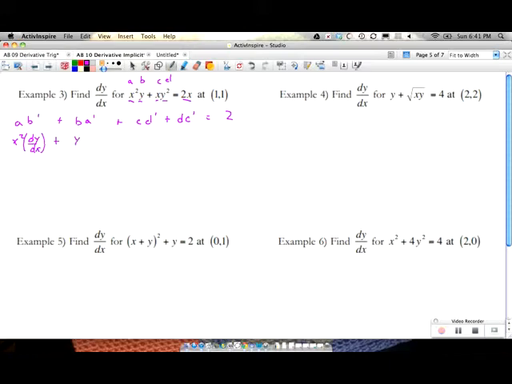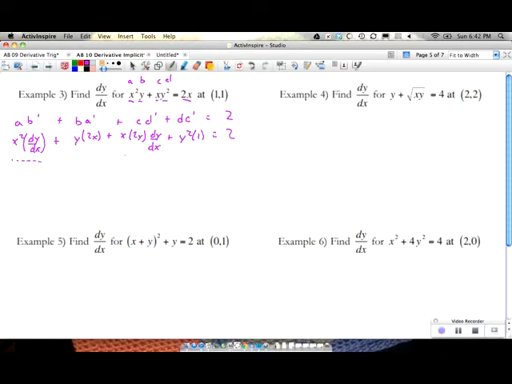plus BA prime. That's going to have a y times the derivative of x squared, which is just 2x, plus CD prime. C is x. The derivative of D is going to be 2y dy dx, plus DC prime. D is y squared, and the derivative of C is x. The derivative of x is just 1. And we still have equals 2.